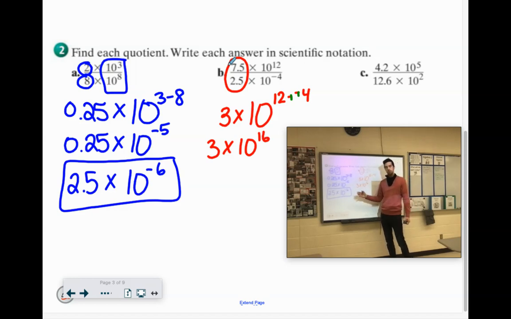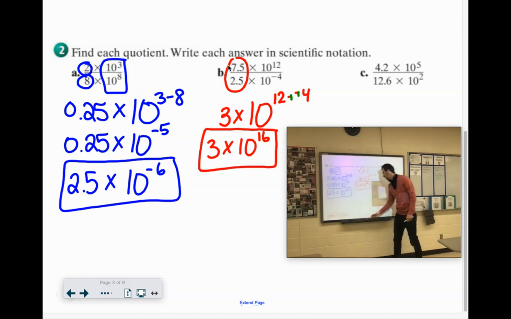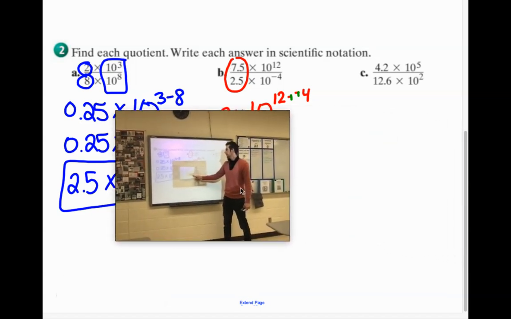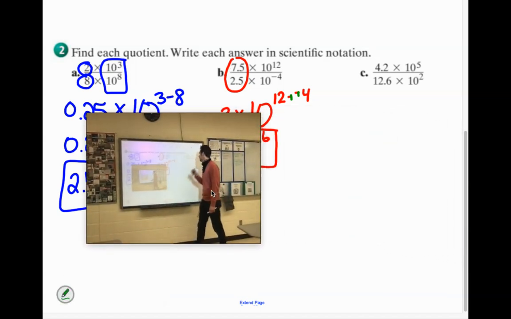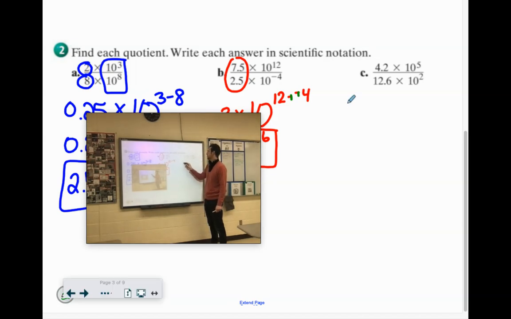Make sure it's in proper scientific notation. 3 falls between 1 and 10, so we're good. So 3 times 10 to the 16th power. Last one. We'll divide our numbers in front. 4.2 divided by 12.6. We get 0.3 repeating.